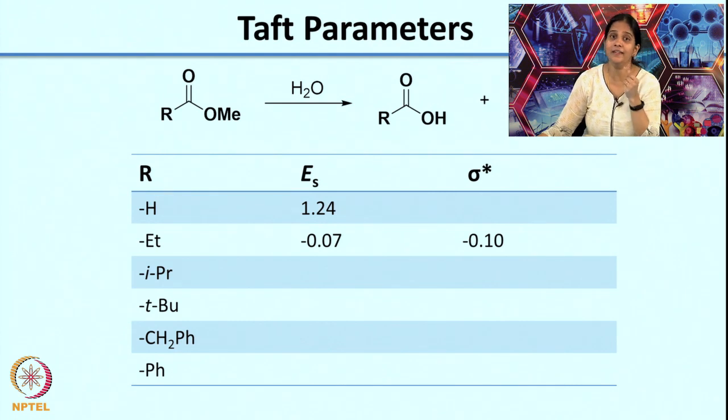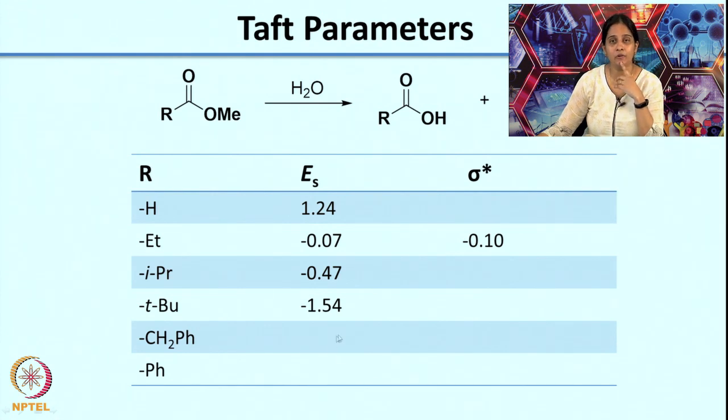Now, what about isopropyl? Isopropyl is bulkier than methyl. So, Kx over Kme would be a fraction value. So, if you take log of that, you would get a negative value and it would be more negative than 0.07, which is given for ethyl here. T-butyl now, as you know, T-butyl is known to be super bulky. So, you would see a much larger value. It's -1.54. So, it shows you how bulky T-butyl is and how small hydrogen is.